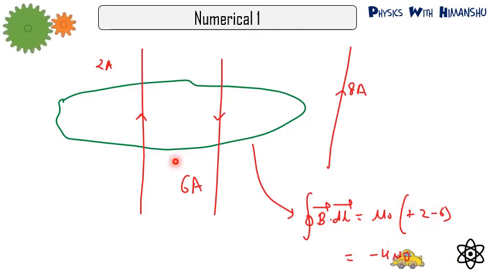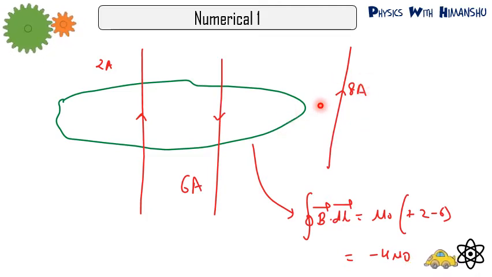But remember, the current in upward direction is taken as positive, so plus 2, and the downward direction is taken as negative, so minus 6. So the answer will be minus 4 mu naught. So line integral of magnetic field over this closed loop will be equal to minus 4 mu naught. This is how you have to calculate the line integral when currents are given. You don't have to consider this 8 ampere because it is outside the loop.